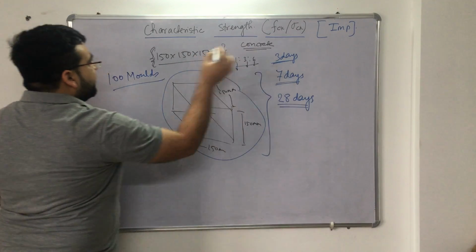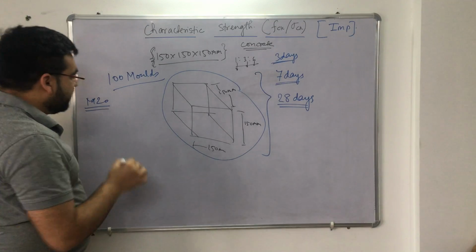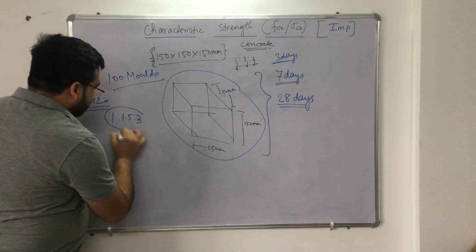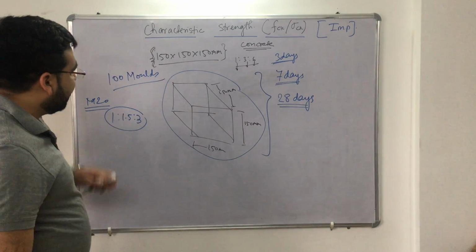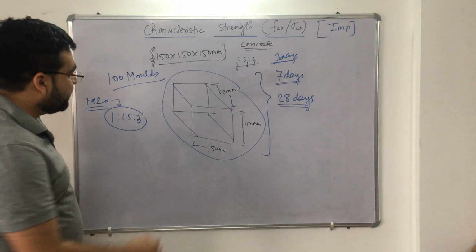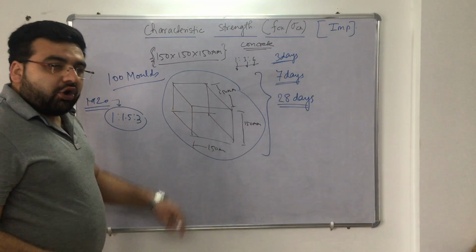Let us say the ratio for the time being is of M20. Now, as per the IS code, the ratio for M20 should be 1:1.5:3 normally. It can change again because it's a design mix, right? But normally it is 1:1.5:3 as per IS 10262. Okay. Now you have placed concrete in it.